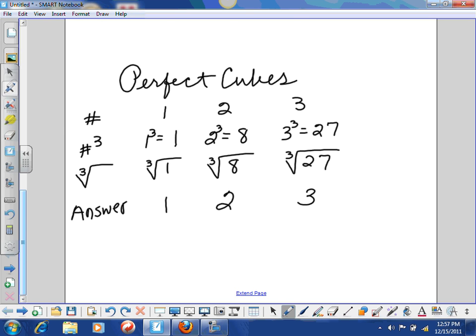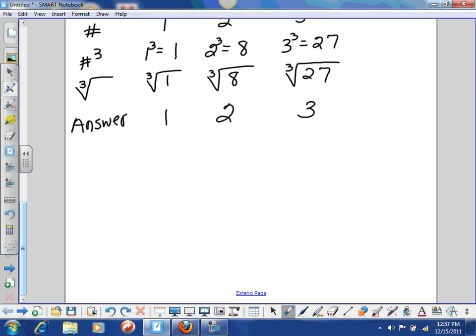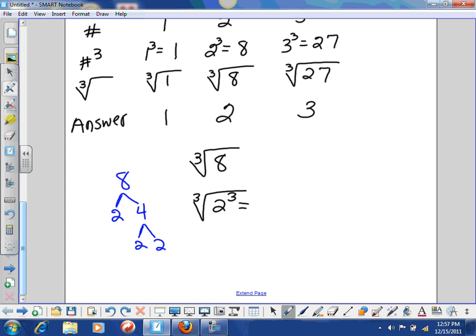So let's look at what we did before, how we broke this down. Let's start with the cube root of 8. We want the cube root of 8. If you're unsure of what the number is cubed, go back and do a factor tree. So let's do a factor tree of 8. 8 is 2 times 4, which is 2 times 2. So we know that the cube root of 8 is 2 cubed. So if the square and the square root cancel each other out, the cube and the cube root will cancel each other out, so your answer will be 2.